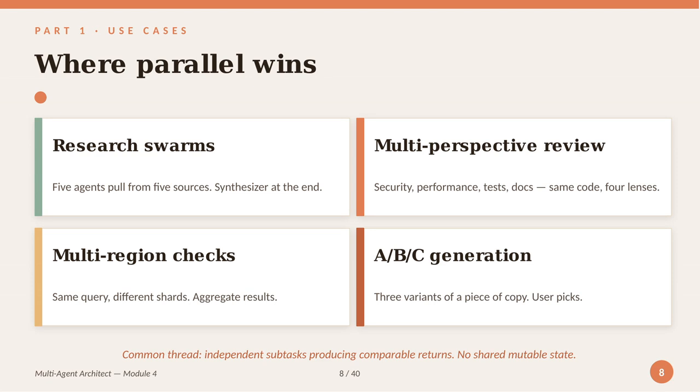Multi-region or multi-shard checks. Same query, different data shards. Each agent queries its assigned shard and returns results. An aggregator merges. A/B/C generation. 3 variants of a piece of copy. 3 different style approaches. 3 different angles on the same idea. User picks. The common thread: independent subtasks producing comparable returns. No shared mutable state. If your subtasks share state, or if one needs another's output to start, parallel is the wrong pattern. Move on to sequential pipeline in a few slides.